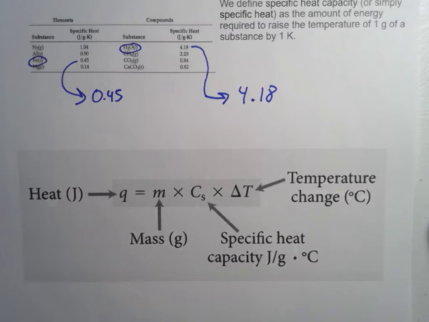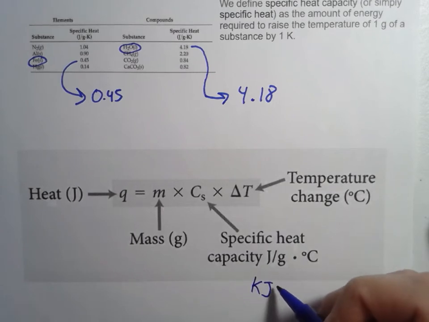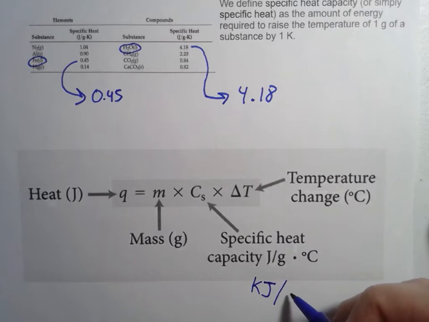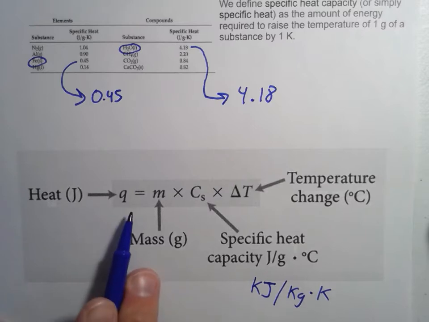Basically what you need to realize when you look at a problem like this, if you use a Q value, let's say you look at a data table, and the data table gives you a unit for your specific heat, your C value, that's kilojoules divided by kilograms times Kelvin. If this is the case, it's not a huge deal. You just need to realize that if you're using a specific heat value that has this unit on it, that means that your mass is going to have to be in kilograms, your Q is going to have to be in kilojoules, and your T is going to be in Kelvin.